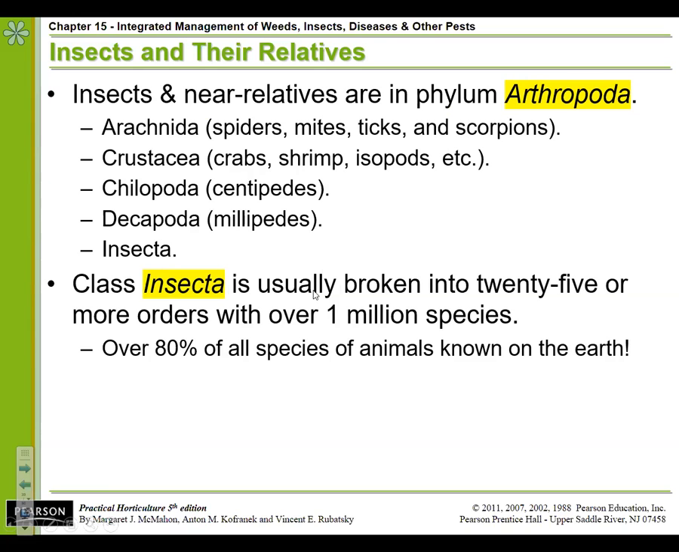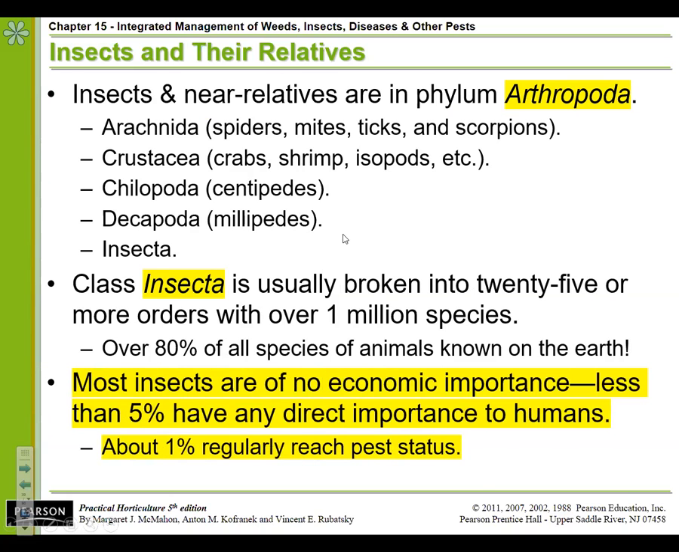So distinguishing the difference between the different classes of pests in the arthropod phylum is very important. The insect class is usually what we think of as our main class of pest species, and we break that down into different orders. Some of our insecticides are specific to particular orders. It's the most diverse class of species on Earth. We have 80% of all species and animals in the insect class.